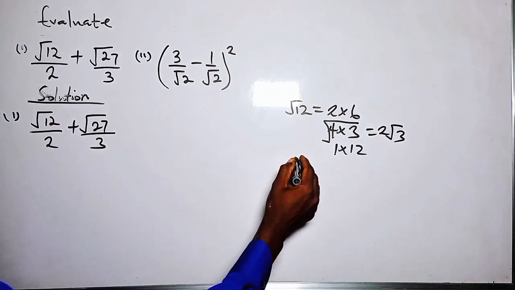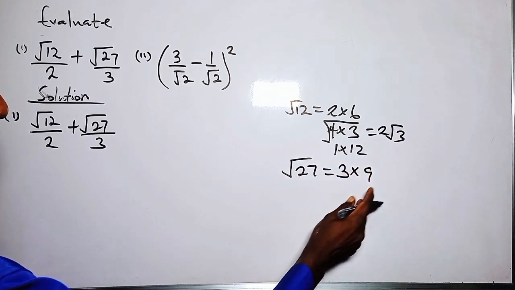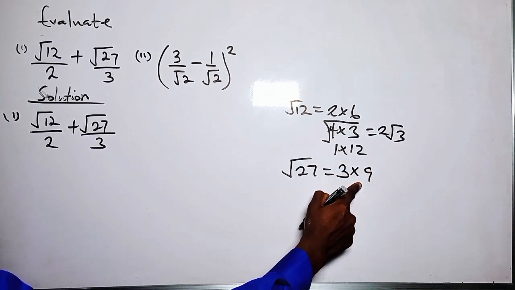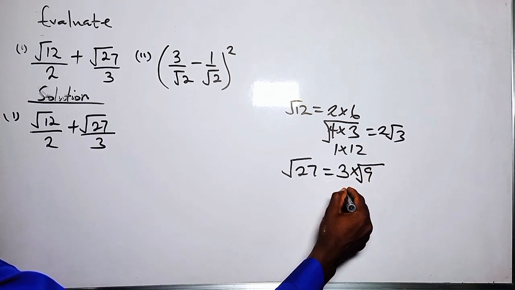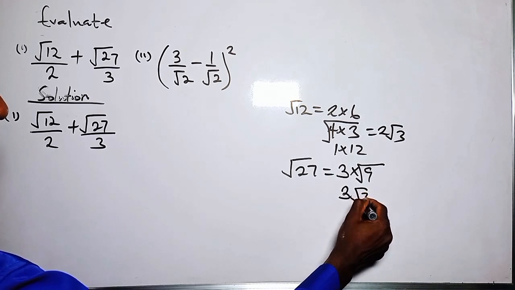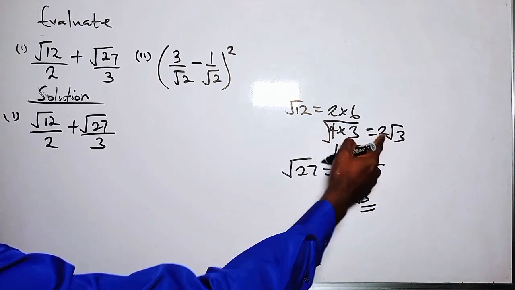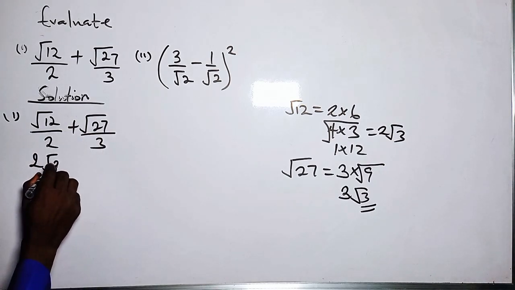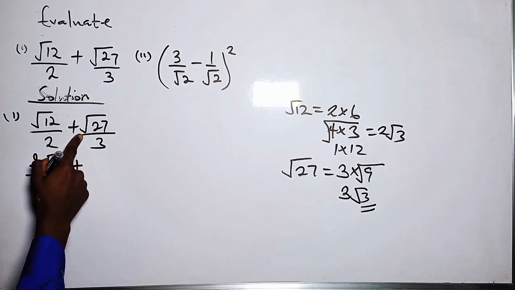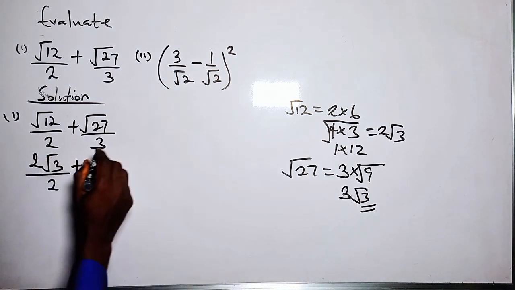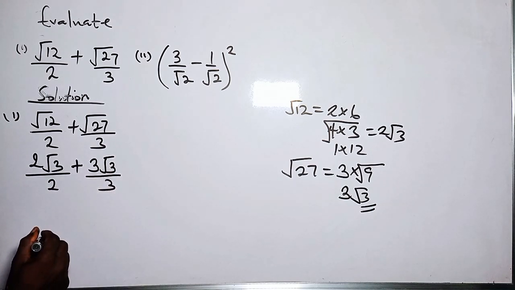And for 27, when we look for the factors of 27, we have 3 times 9 is 27. So we can easily look for the square root of 9. The square root of 9 is 3, so we have 3 root 3. So here we have root 12 as 2 root 3 over 2, plus, for root 27, we have 3 root 3 over 3.